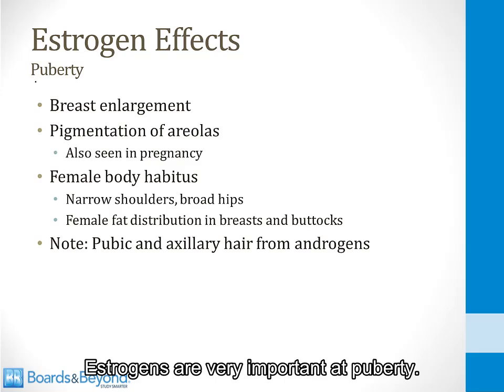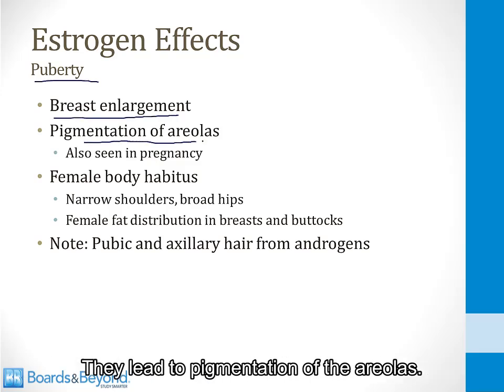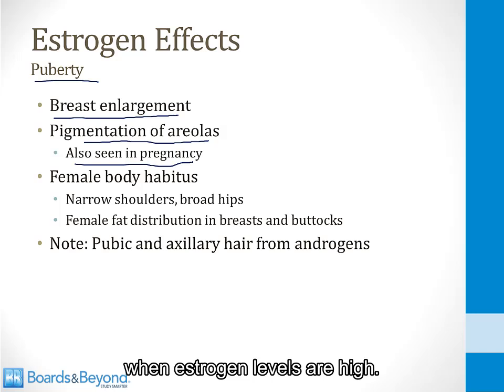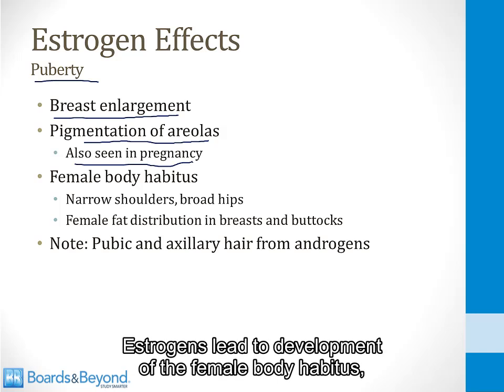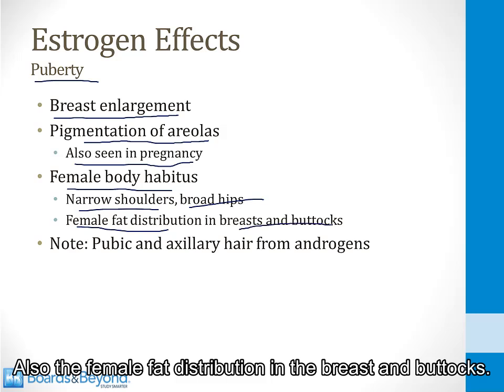Estrogens are very important at puberty. They lead to enlargement of the breasts in women. They lead to pigmentation of the areolas. You can also see pigmentation of the areolas in pregnancy when estrogen levels are high. Estrogens lead to development of the female body habitus, such as narrow shoulders and broad hips, also the female fat distribution in the breast and buttocks.